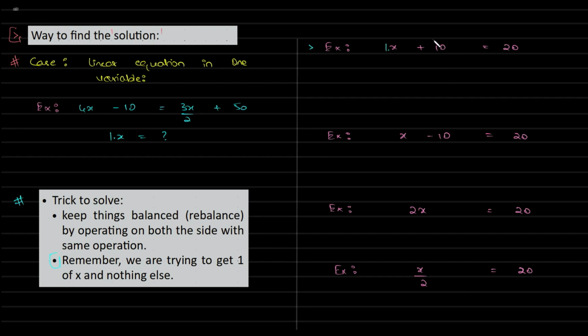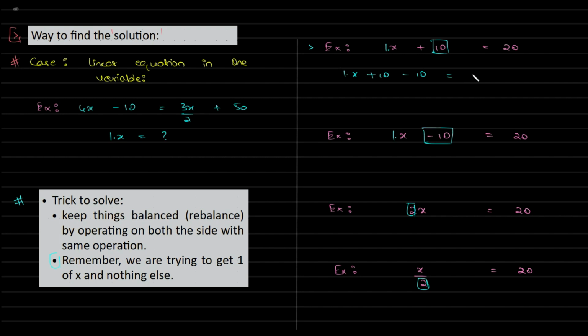I don't want this 10. Here I don't want this minus 10. Here I don't want this 2 into x, the 2 part, and this 2. So if not, I will be getting 1x over here, 1x over here, and here also 1x. But how do I eliminate this? If I want to remove 10, if I have this equation, I can subtract 10.